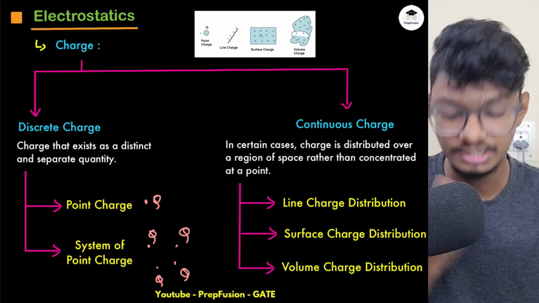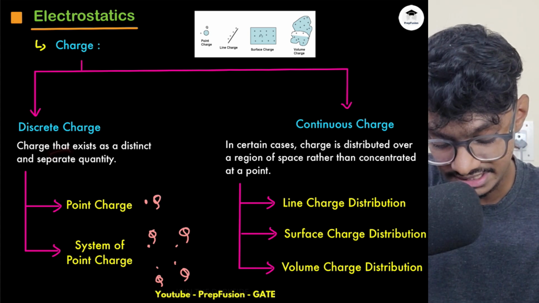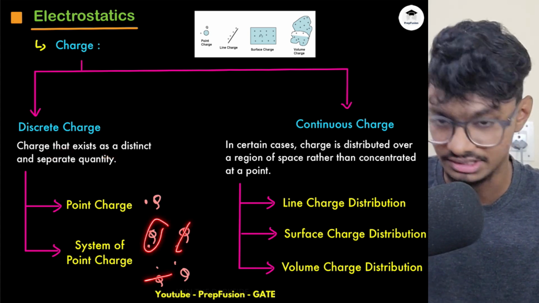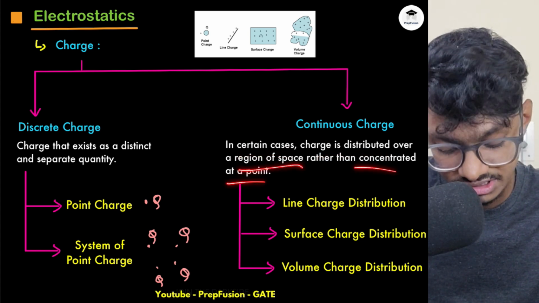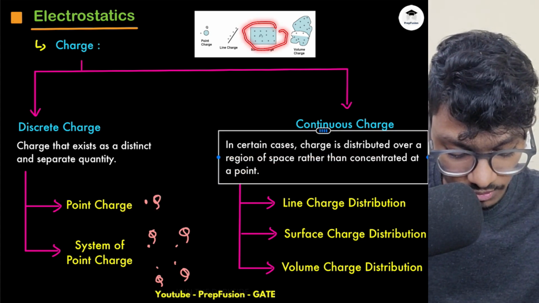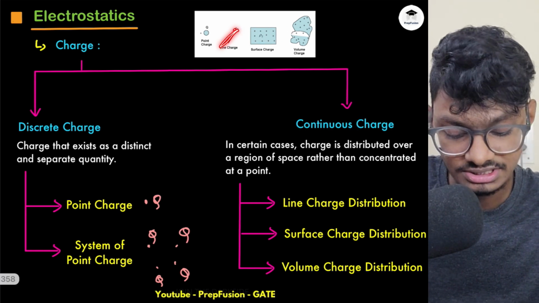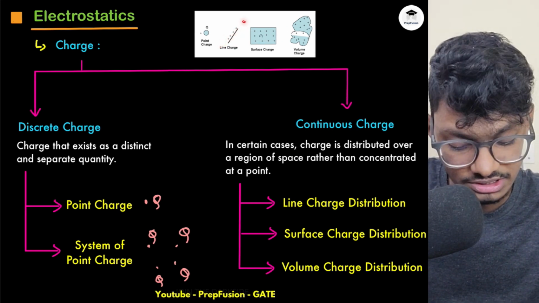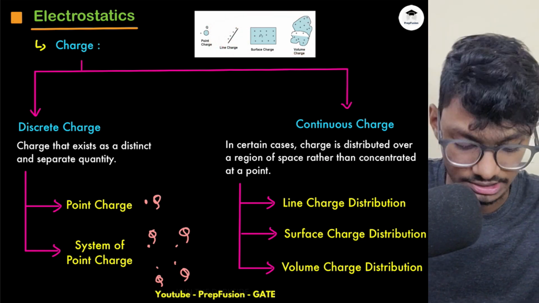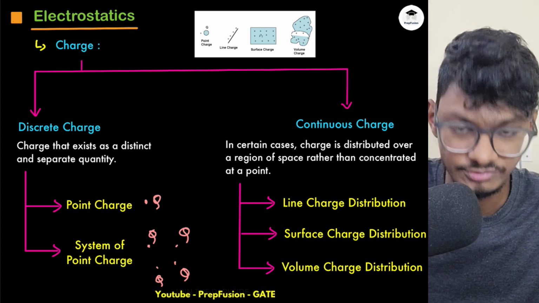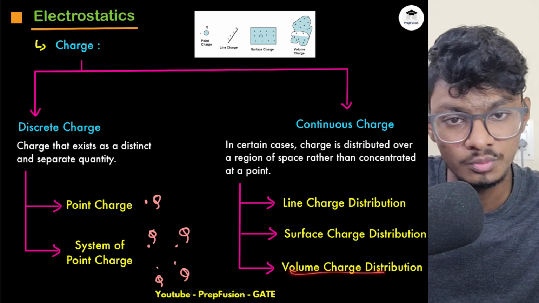Now, discrete charges mean what? Charge that exists as a distinct and separate quantity. All these are distinct and separate quantities. In certain cases, the charge is distributed over a region of space rather than concentrated at a point. So here it is distributed over this particular sheet of paper. This charge is distributed over this rod. This is not distinct, nor concentrated at a point. So all these are examples of continuous charges. There are mainly 3 types of continuous charges: line charge distribution, surface charge distribution, and volume charge distribution.